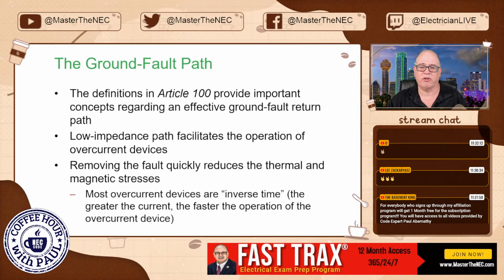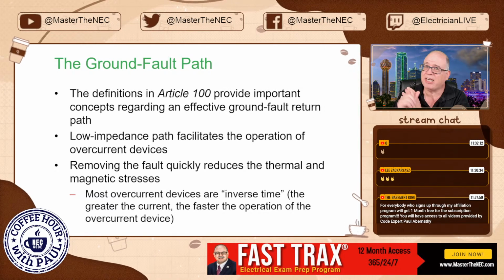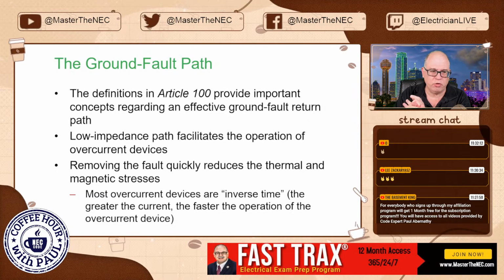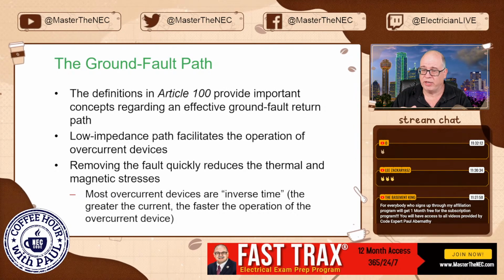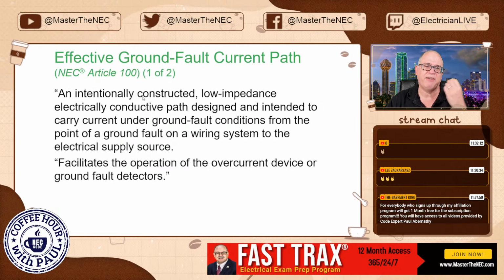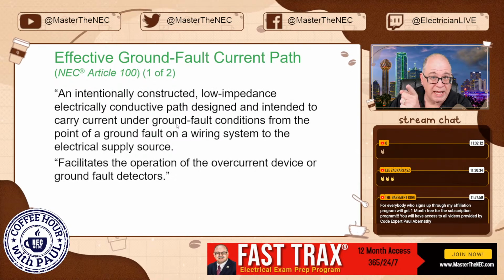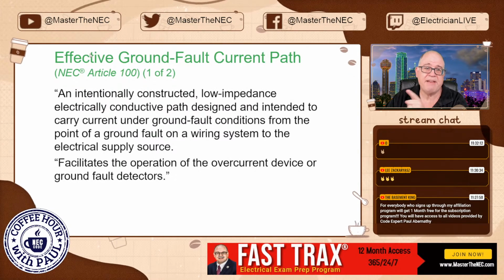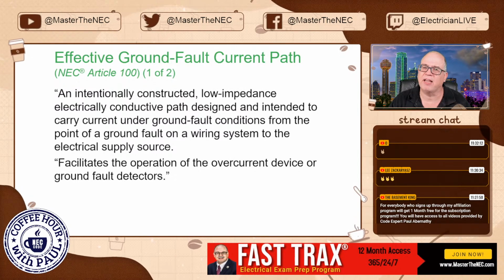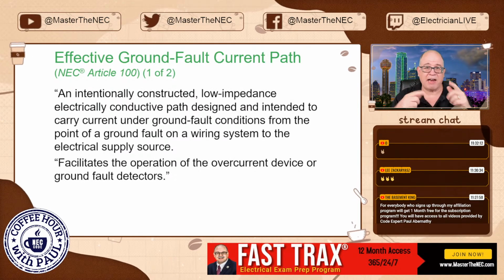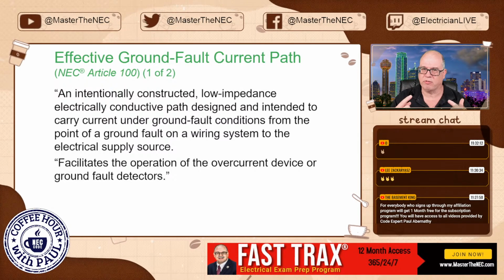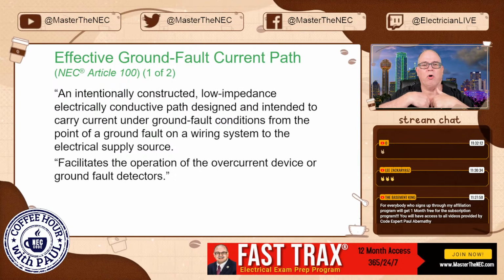So inverse time circuit breakers, for example, I said it earlier, that high current allows for fast operation. That high current allows for a fast fuse to blow, right? So in order to do that, we have to make sure we construct the paths accordingly. When we say an effective ground fault current path, which is different, by the way, than a ground fault current path, effective means we're intentionally constructing it. We're creating that low impedance electrically conductive path by design. Our whole intent is to make up those fittings, make up those connectors, make up those terminations. Okay, all of the things that we do are done on purpose.